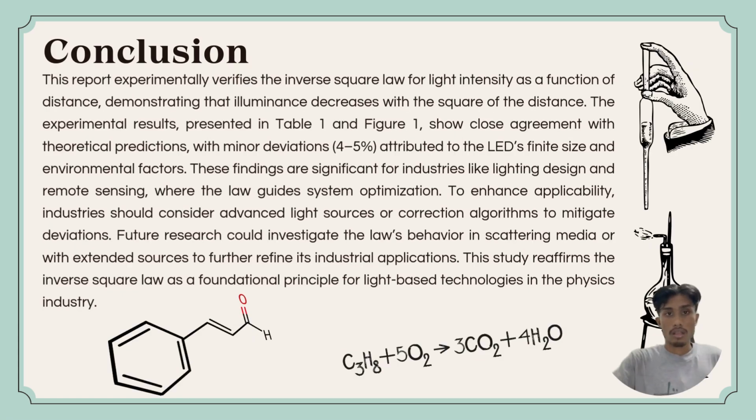So to conclude our topic today, this report experimentally verifies the inverse square law for light intensity as a function of distance, demonstrating that illuminance decreases with the square of the distance. The experimental results presented in Table 1 and Figure 1 show close agreement with theoretical predictions, with minor deviation of about 4 to 5% attributed to the LED's finite size and environmental factors. These findings are significant for industries like lighting design and remote sensing, where the law guides system optimization.